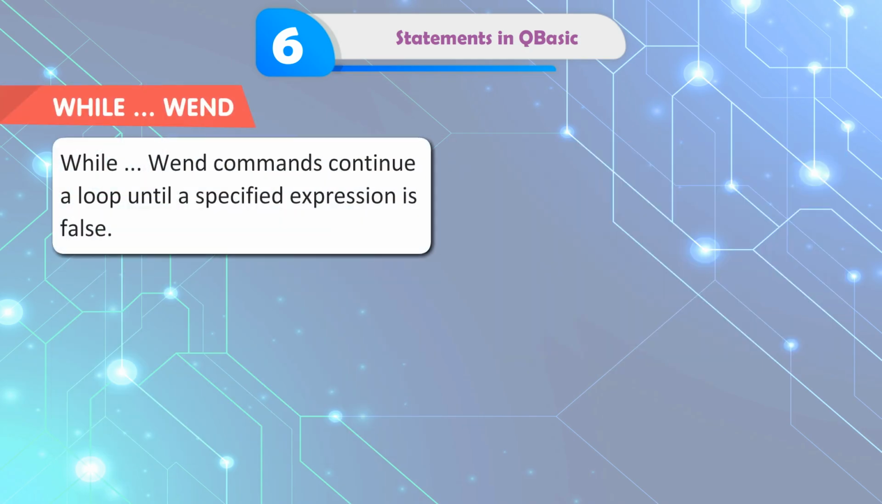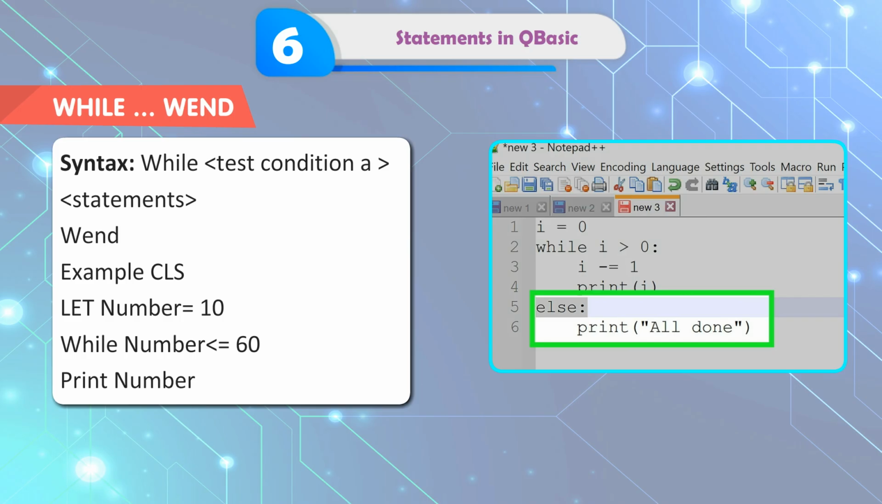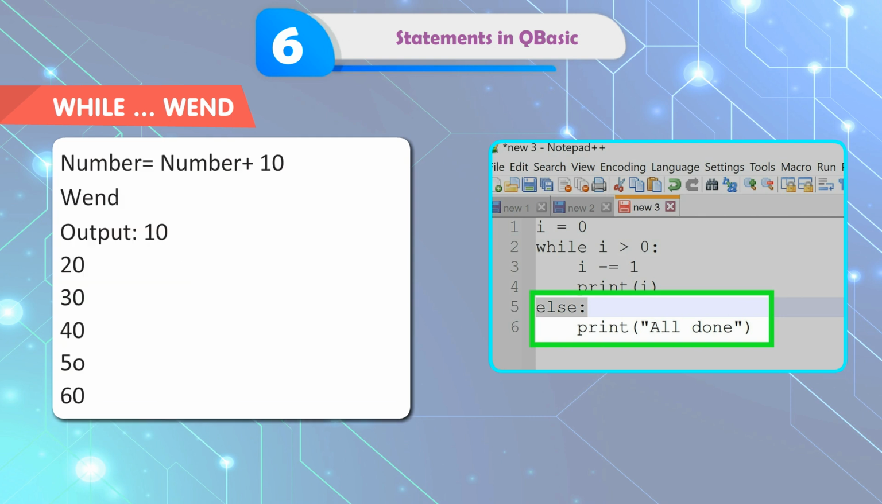WHILE WEND commands continue a loop until a specified expression is false. Syntax: WHILE test condition, statements, WEND. Example: CLS, LET number = 10, WHILE number <= 60, PRINT number, number = number + 10, WEND. Output: 10 20 30 40 50 60.